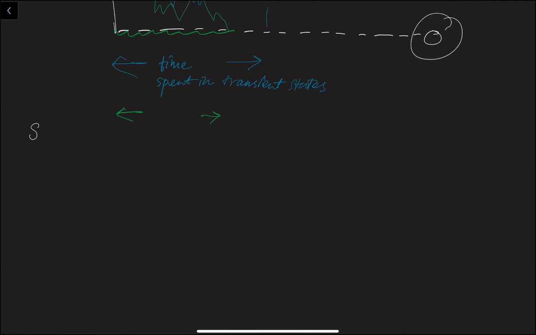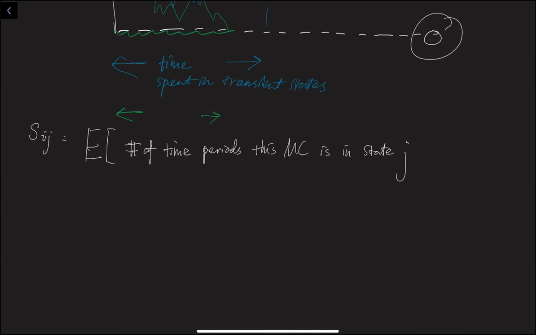Now let's define the following quantity, S sub ij. This means the expected number of time periods this Markov chain is in state j, given that it started at state i. And we would like to compute this.